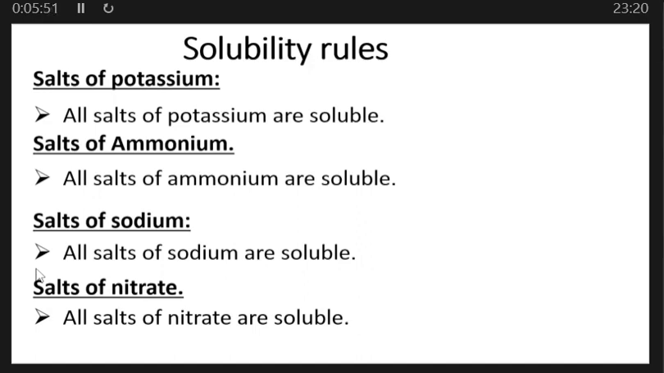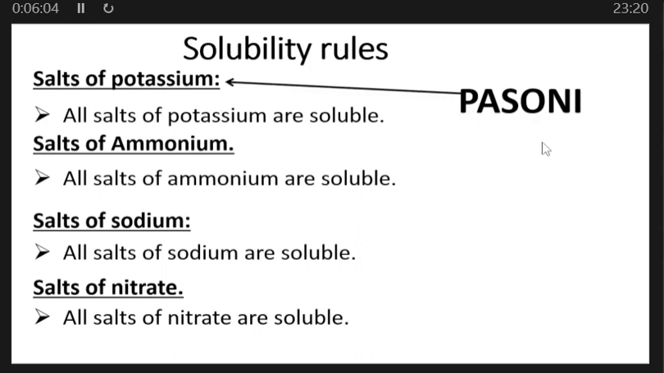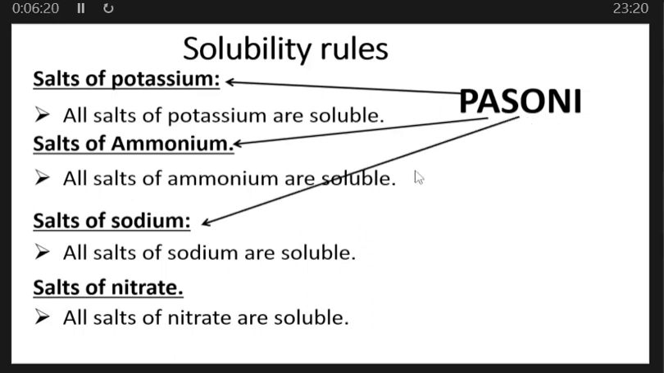All right, so these are solubility rules that you should know. To help us remember all these that I've mentioned, there's a short way of remembering. P here stands for potassium. This word, pansoni, you know, in Bemba, pansoni, can help you to remember: P for potassium salts, then A for ammonium salts, then SO for sodium salts, then Ni for nitrate.